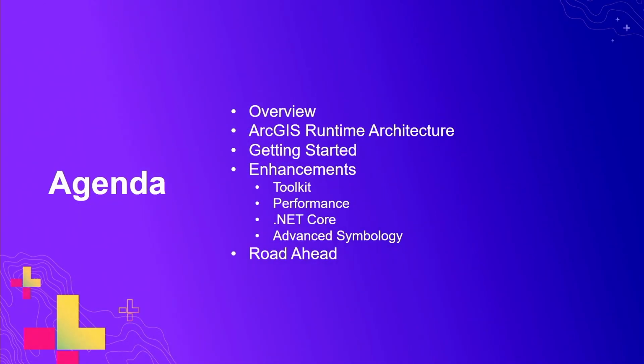So our agenda for the session then is to look at an overview of the ArcGIS Runtime SDK for .NET. We'll introduce the ArcGIS Runtime Architecture, and that helps you understand how the API is built and the ways in which you work with it. We'll show you several of the key resources you'll use when getting started with the SDK, and we'll look at both enhancements that we've made specifically to the .NET SDK, but also an enhancement that we've made more broadly across the ArcGIS Runtime over the last year since the last Dev Summit, in our support for .NET Core and advanced Symbology, Toolkit and performance. And finally, we'll wrap up with a look at what we'll be working on throughout 2020.